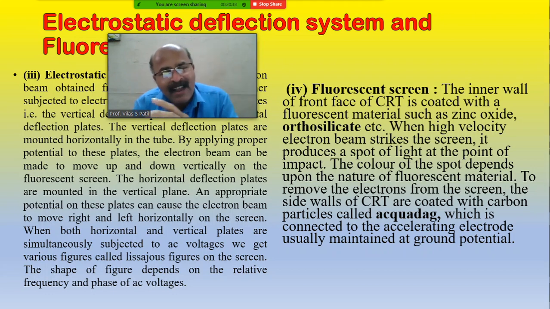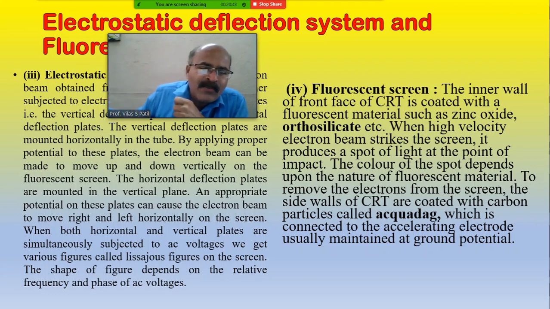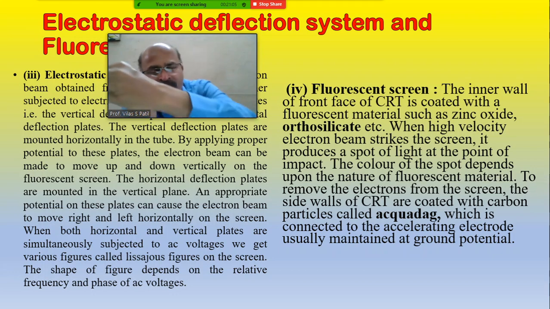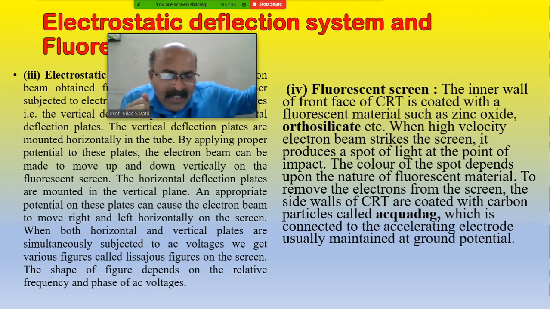So the inner wall of the glass envelope is coated with the aquadag coating, and that is internally connected with the high positive potential of the accelerating anode. On the accelerating anode there is a potential of about 200 to 250 volts, positive. All the electrons that are emitted or absorbed on the glass envelope are neutralized by connecting to the positive potential of the accelerating anode.